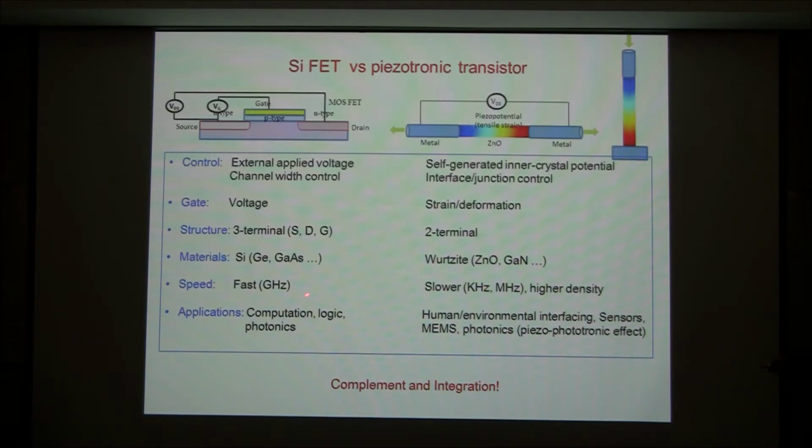This can be operated very fast, this is operated slower, in the kilohertz or megahertz range, or even slower. But they are for different applications. This is for computation, logic, and photonics, or this can have human-environmental interfacing, sensors, MEMS, photonics, and many things. So therefore, both are complements and integration rather than replacing one with the other. So this is how we view the relationship between piezotronic transistors and silicon FET.